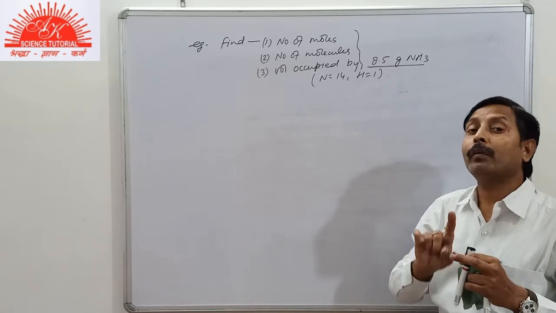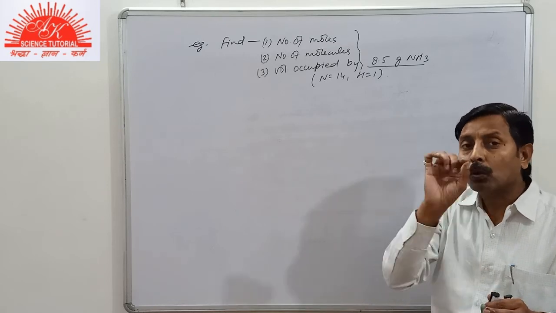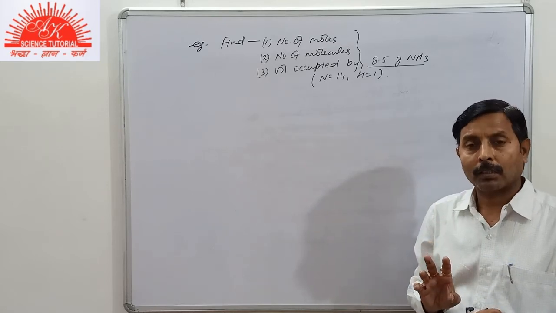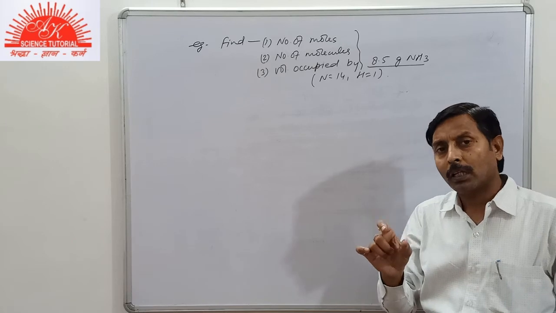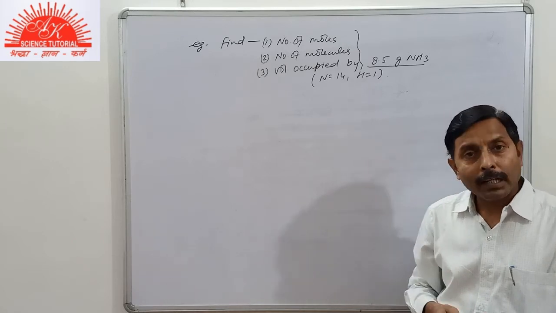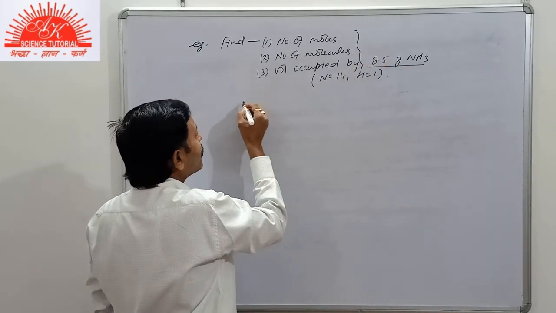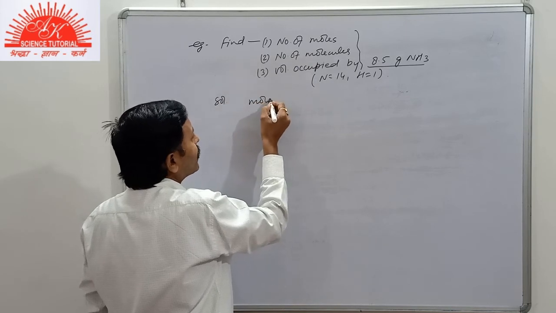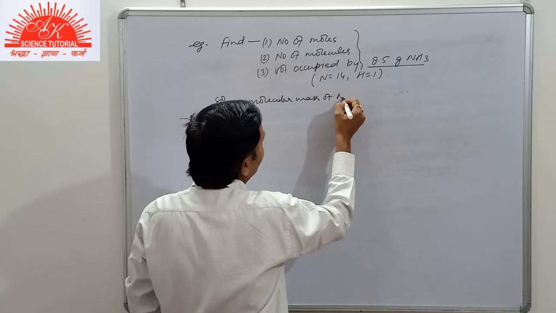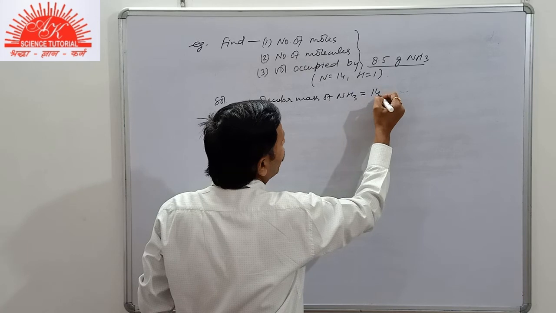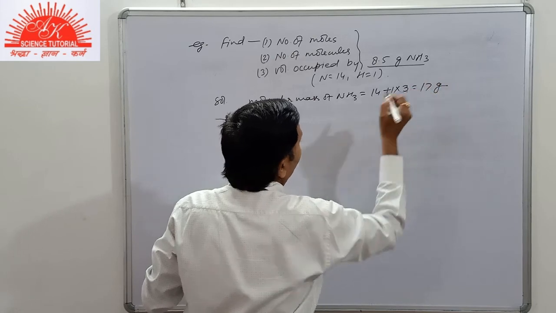So the first thing we have to do: if the mass of a molecule is given, then first of all you should write the molecular mass of that substance. If the mass of an atom is given in any question, then you should first of all use the atomic mass of that element. Since we have been provided with the mass of a molecule, first of all you write the molecular mass of ammonia, that is 14 plus 1 into 3, that is 17 gram.